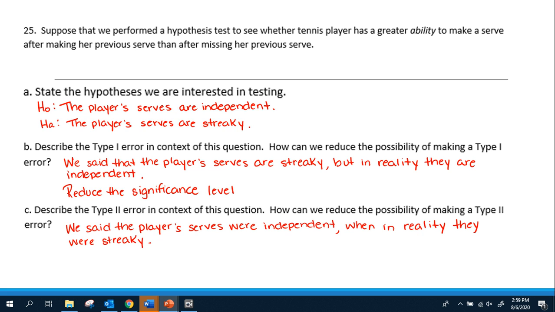How can we reduce the possibility of making a type 2 error? The way to do that is to increase the sample size.